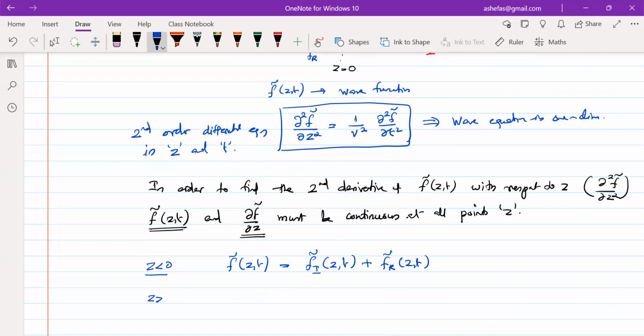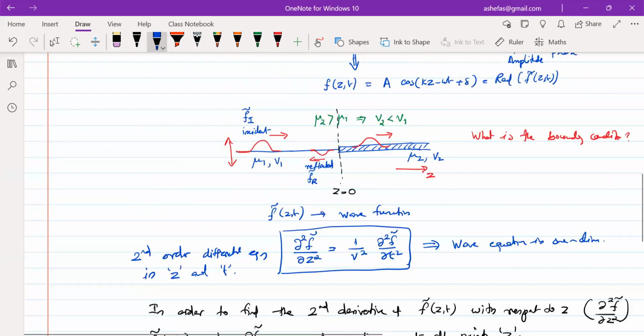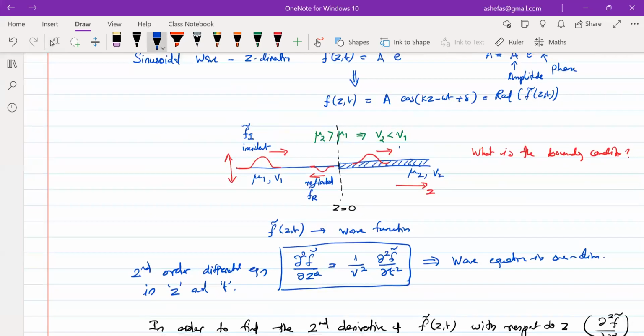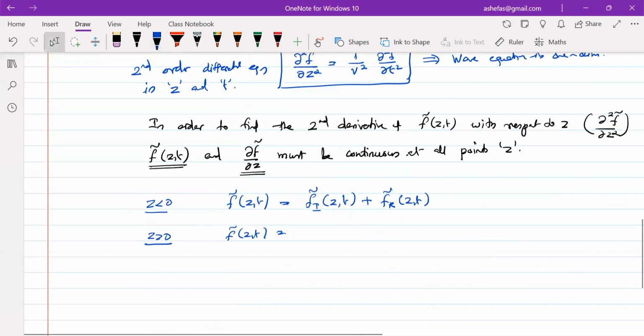And what about the right side, z greater than 0? On the right side, we have only one wave, the transmitted wave. We write the transmitted wave as Ft tilde of zt. So this is the explicit form of f tilde.